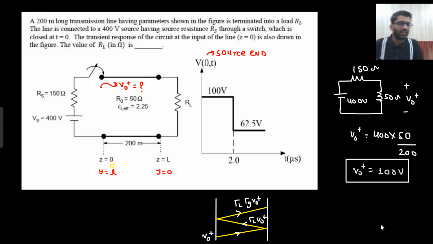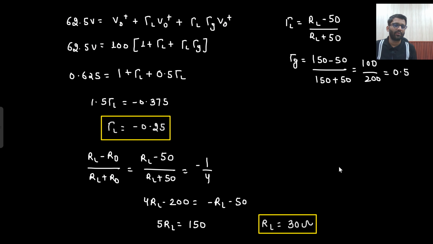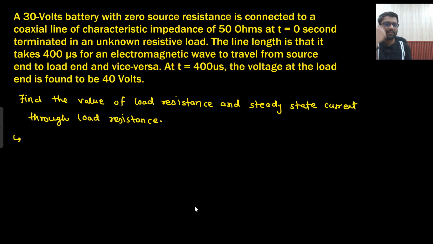First we replace with R naught, and we get to know V naught is 100 volt, which is already given. So this was our V naught plus. Then this would be V naught plus gamma L, V naught, gamma L gamma G. Gamma G we got as (ZG minus Z naught) upon (ZG plus Z naught), with 0.5 replaced there. Then from there it is given as 1.5 gamma L, which would be equal to minus 0.375. From there the gamma L value is (RL minus R naught) upon (RL plus R naught). Then I simply did the calculation and got the answer. The calculation is absolutely correct, there is no doubt about that. So that's the answer.